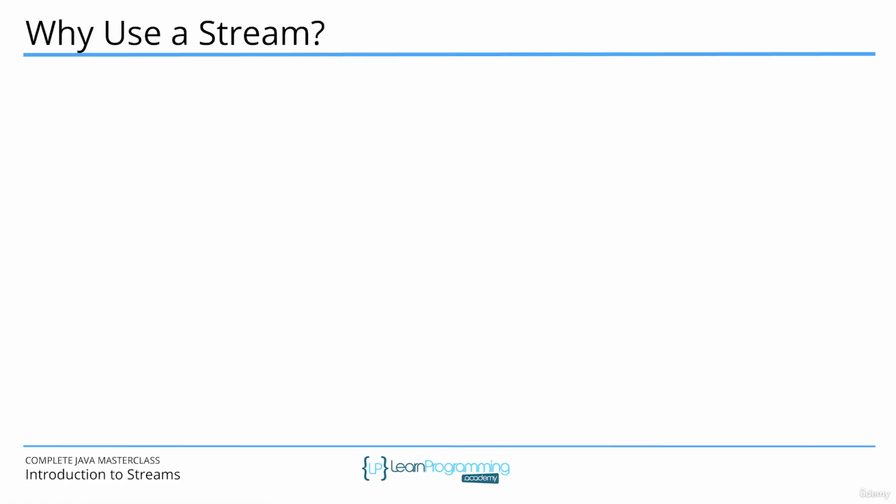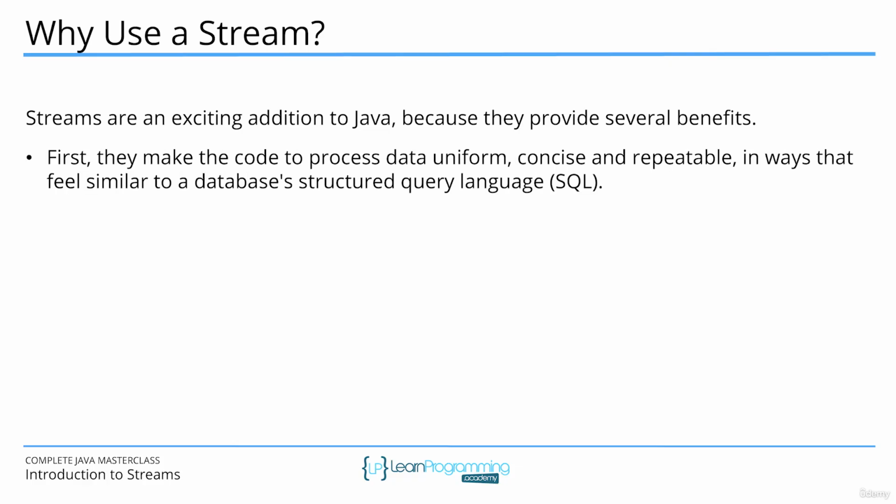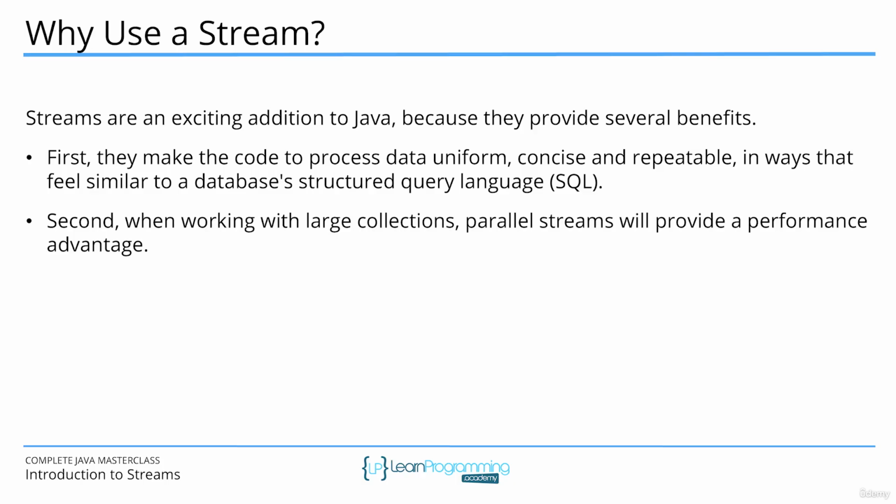You might wonder, when would you want to use a stream instead of a collection? Streams are an exciting addition to Java because they provide several benefits. First, they make the code to process data uniform, concise and repeatable in ways that feel similar to a database's structured query language, or SQL. Second, when working with large collections, parallel streams will provide a performance advantage. I'm not going to talk about parallel streams just yet, because I'll have an entire section on concurrency later. There's plenty to cover on basic stream processing before diving into parallel streams.